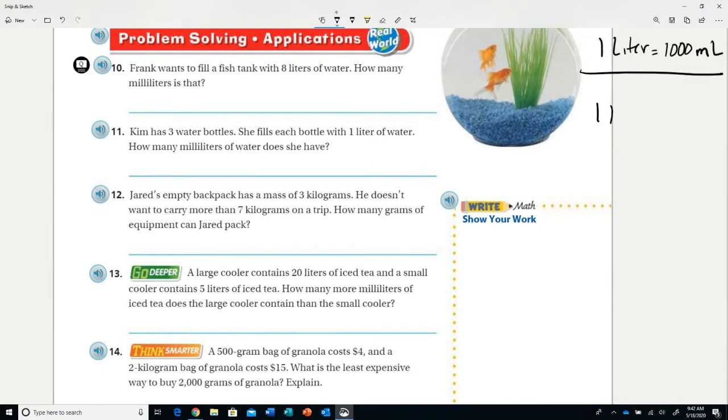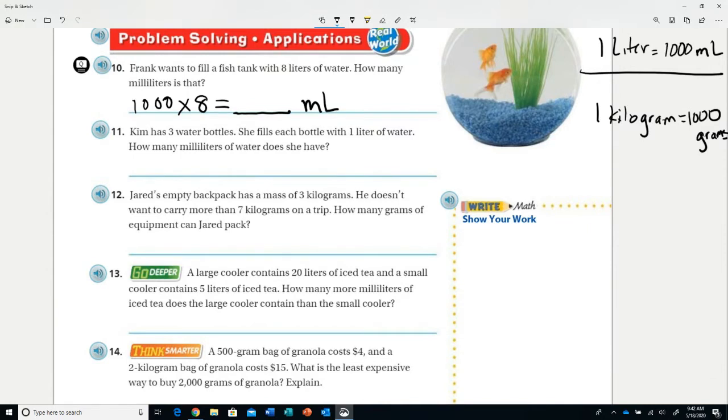And then you're going to want to know that 1 kilogram, kilo, is equal to 1,000 grams. And this is going to be for dry measurement, or weighing something that you would put on a scale. Okay, so 8 liters of water. I know that there are 1,000 milliliters per liter. So we are looking at a problem that is going to be 1,000 times 8, and that will give you your answer in mLs. So you go ahead and fill in the answer here.